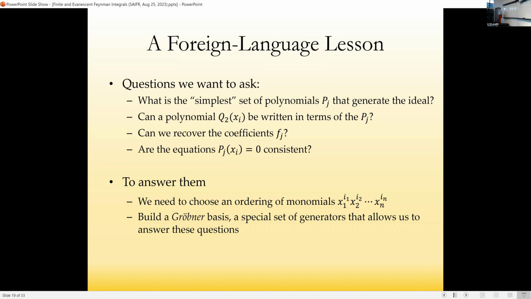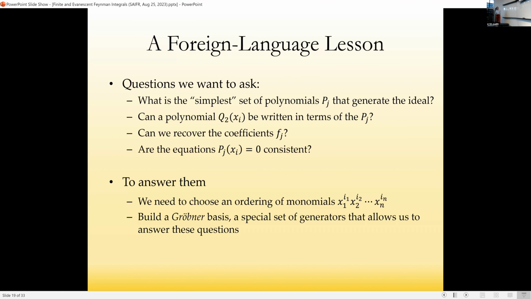And then you also want to ask the question, suppose you're walking along the street and you meet an ideal, and you want to ask, is some polynomial that you just dreamed up, can that be written in terms of the Ps? In other words, is it a member of the ideal? Is there some way of recovering these coefficients? It's not something we care about deeply today, but it's potentially important. And something else one can ask with the same technology, though not of interest today: are these equations consistent? Is there actually any solution to the common system of equations where all the Ps are set to zero?